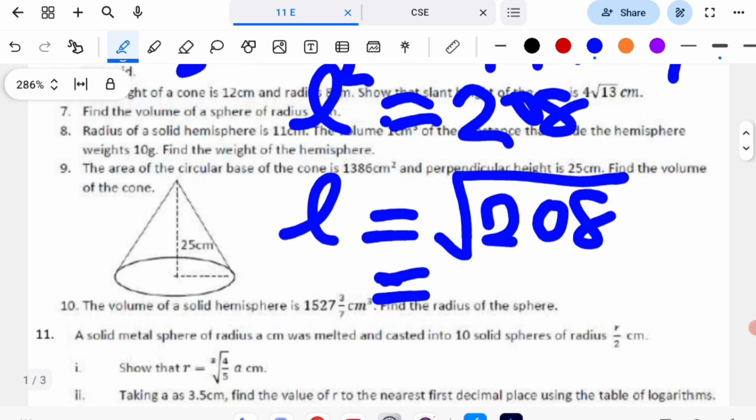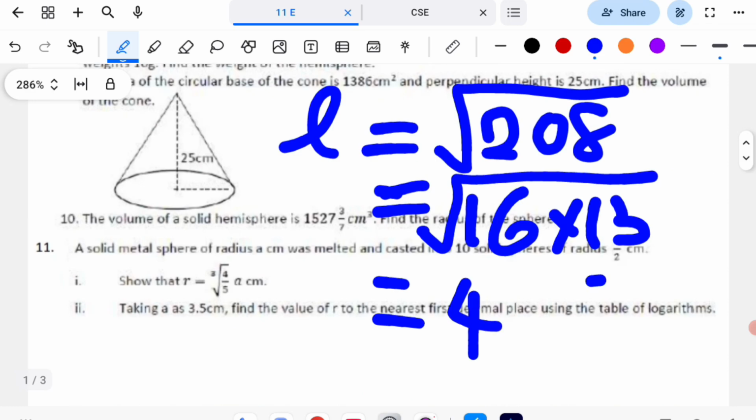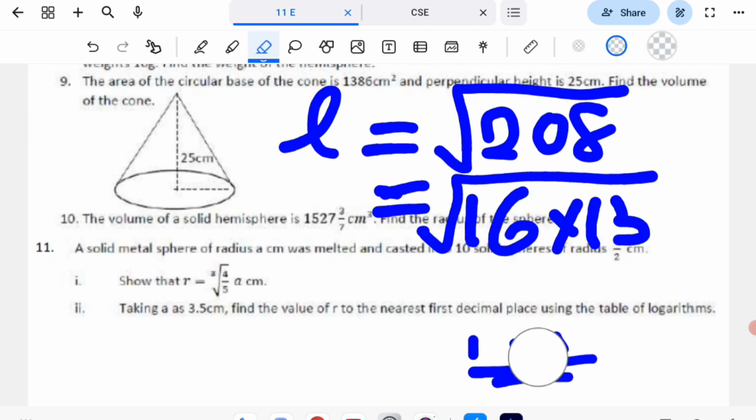We can write it as a product between two terms. One term should be a perfect square number, and observing the given answer, it is 4 root 13. We can write it: square of 4 is 16. Then we can write it as root of 16 into 13. We know that the value of root 16 is 4. We don't know the value of root 13. Then we can write it in the final form, 4 root 13 centimeters.